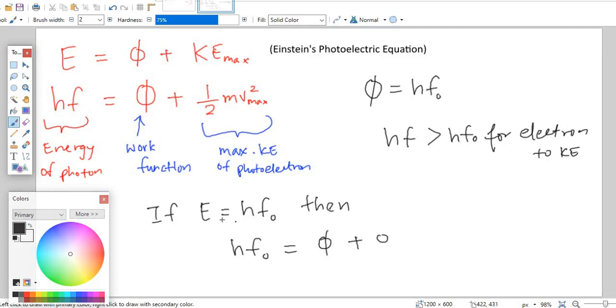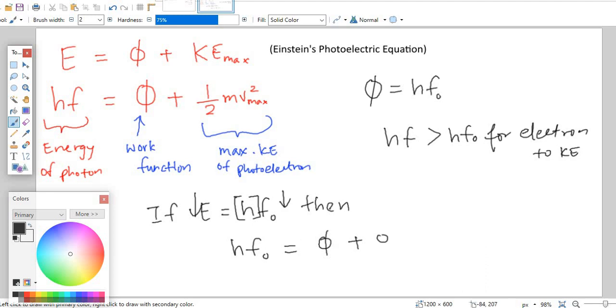Now you can see, if the energy of the photon, this E, is hf naught, where f naught is the threshold frequency, that is the minimum frequency. When the frequency is minimum, the energy of the photon will be minimum, because h is a constant, the Planck's constant. So this is what we call the threshold frequency, f naught. Then when E is equal to hf naught, I will replace this with this, then hf naught is equal to this plus this, because it will not have kinetic energy. So then you can see phi is equal to hf naught.